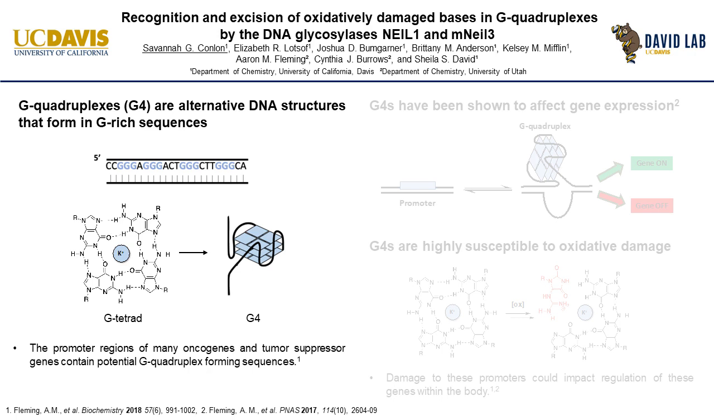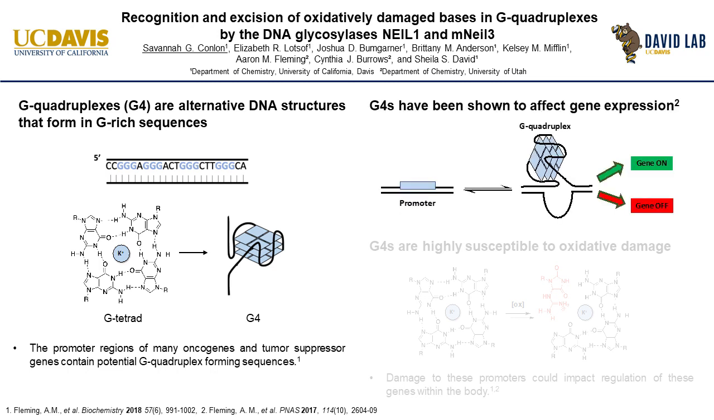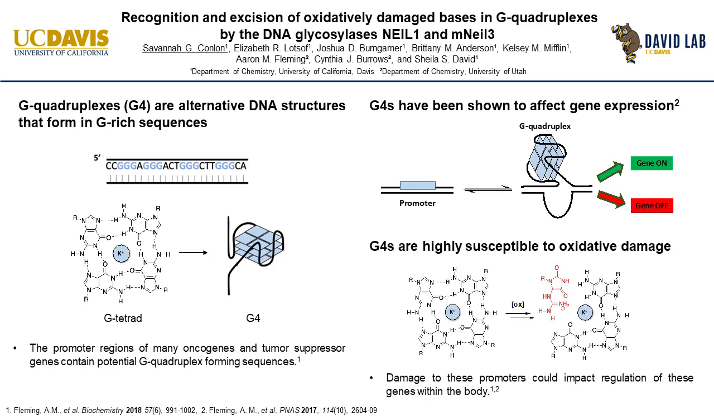Interestingly, potential G4 forming sequences are found in the promoter regions of many biologically relevant genes, such as oncogenes or tumor suppressor genes. More recently, it has been shown that G4s can affect gene expression. Specifically, the equilibrium between the duplex and G4 structures can turn on or off genes in specific cases. This makes G4s of therapeutic interest. However, because of their high guanine content, G4s are more susceptible to oxidative damage. And when this damage occurs, it can affect the structure of the G4, which can subsequently impact gene expression.